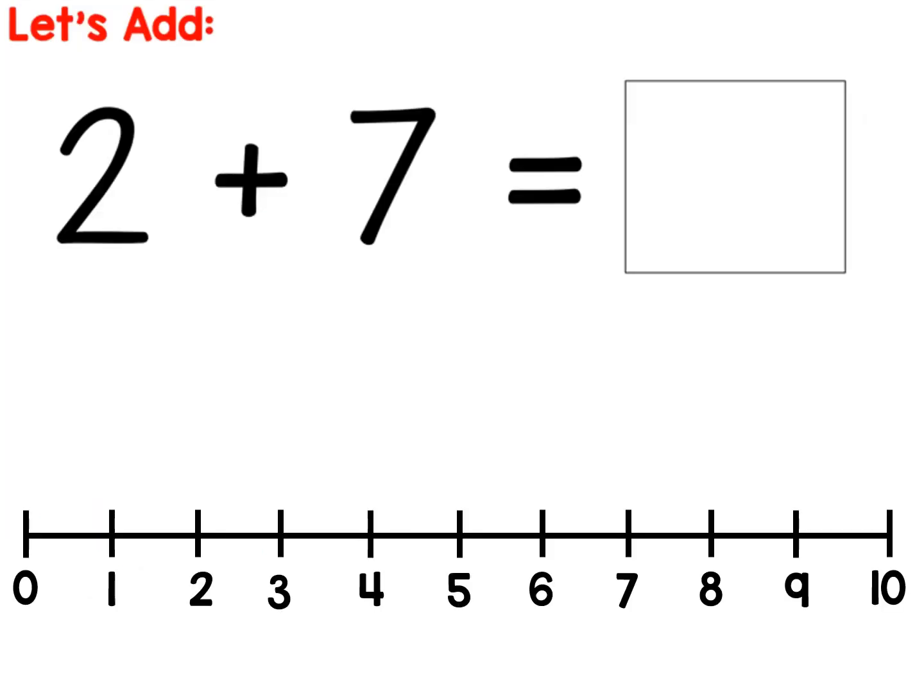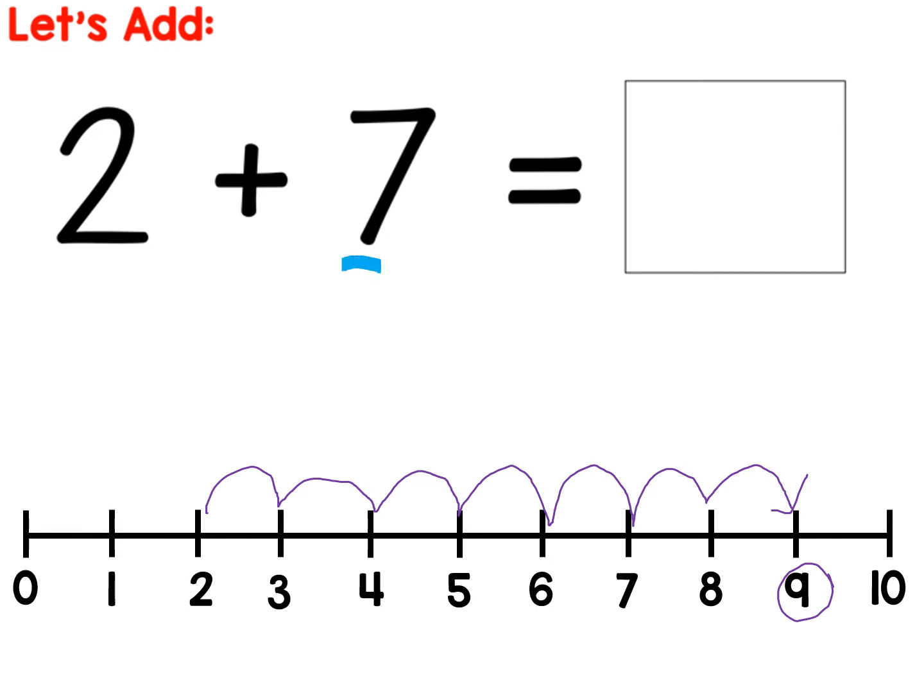Okay, let's look at this one. 2 plus 7. So I can start at my 2 and hop 7. 1, 2, 3, 4, 5, 6, 7. I landed on the 9. Now I want to show you another way. I'm going to flip-flop it.